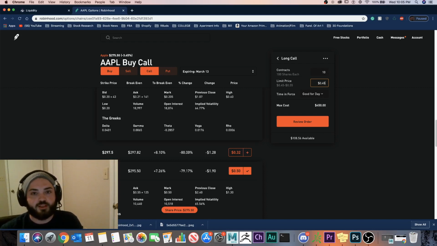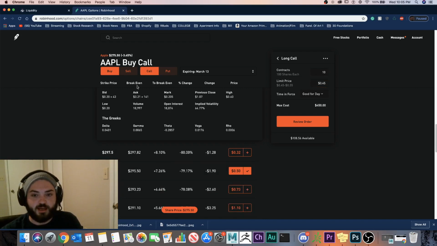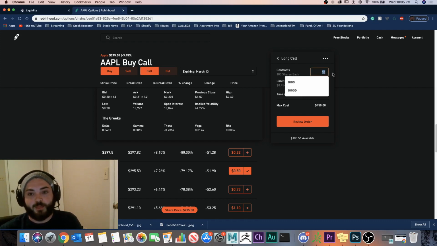I instantly lose $100 for just buying and selling it. Simple. This is why it's so important to go with these tight bid-ask spreads right here in a liquid market, so that way we can minimize our loss as much as possible.